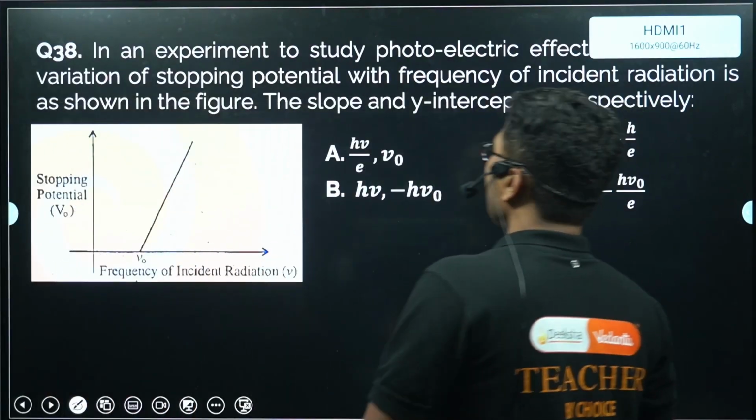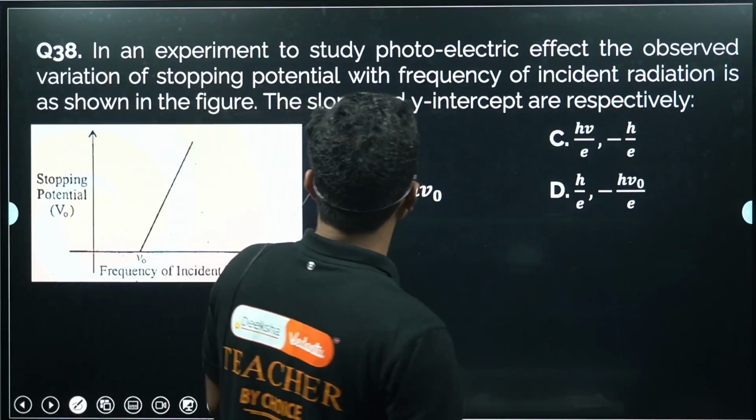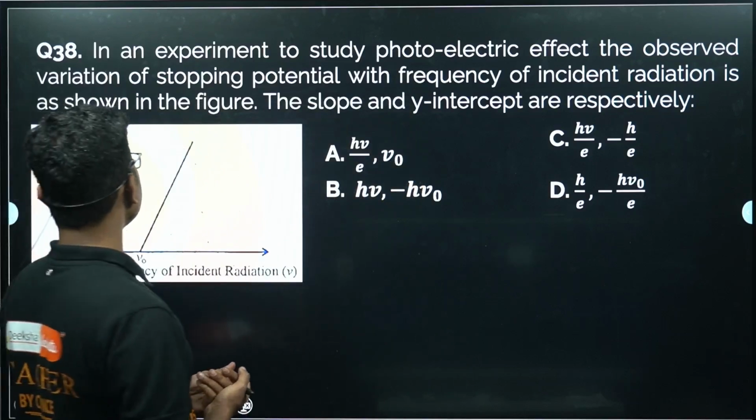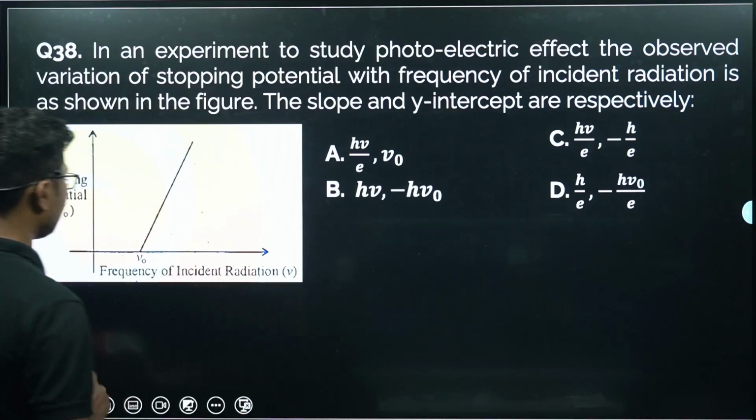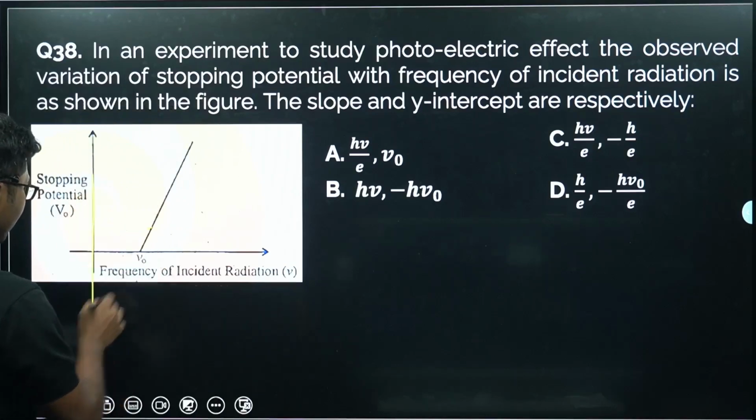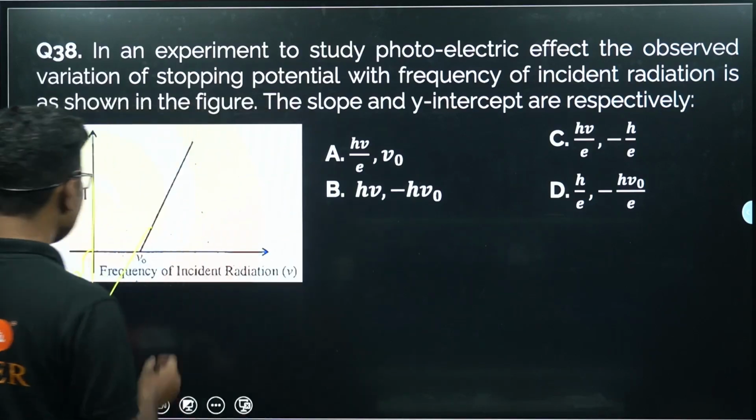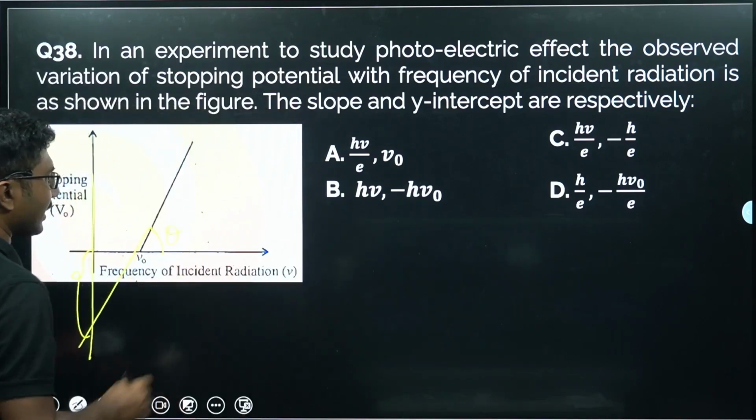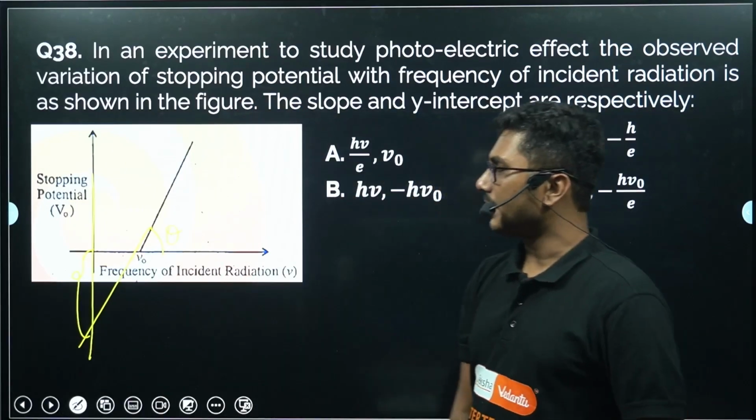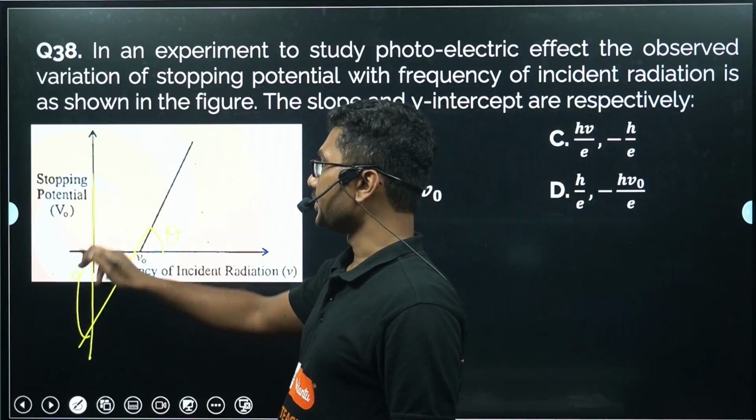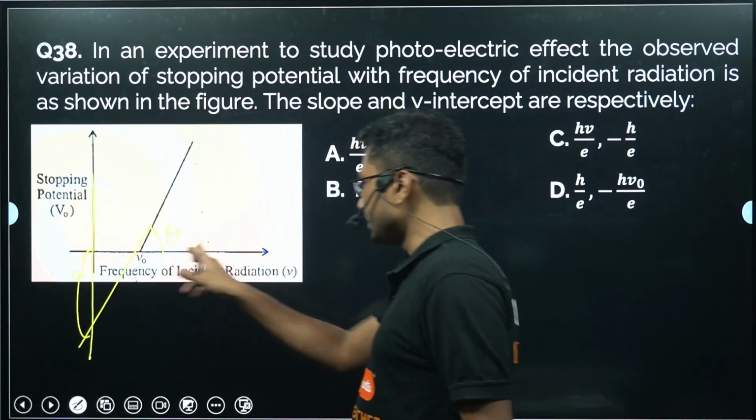In an experiment to study photoelectric effect, the observed variation of stopping potential with frequency of incident radiation is as shown in the figure. The slope and y-intercept are respectively. So here they have given you a graph. The y-intercept is this, and the slope means tan theta of whatever the angle is given. So if you can find the equation of this line, then you will be able to answer this question. Now remember that this is not energy versus frequency, this is stopping potential versus frequency.